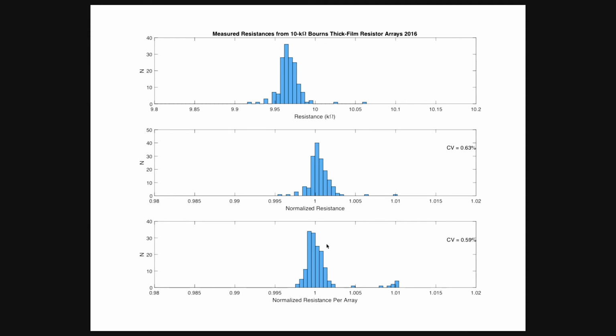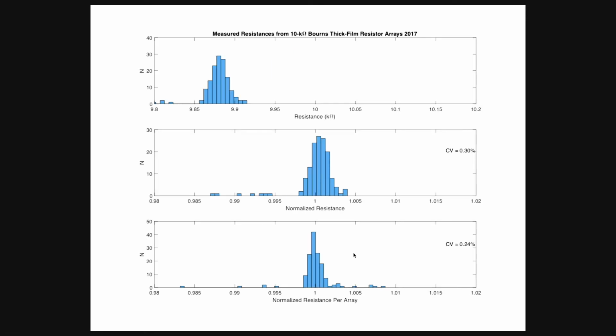2016, same kind of thing. 2017, I'm not sure what happened in 2017, but in the 2017 case, the mean value seems to have shifted down substantially compared to where it's been, which is more kind of in this range in other years. But again, we see a relatively tight distribution compared to the plus or minus 2% range specified for the absolute values, and we can see that the variation within an array on the same chip is substantially less than the variation in the whole population.